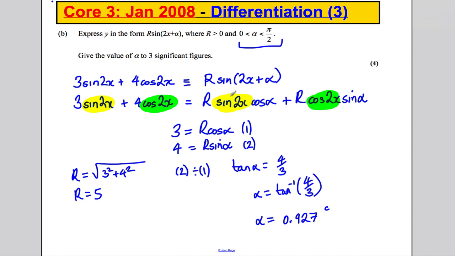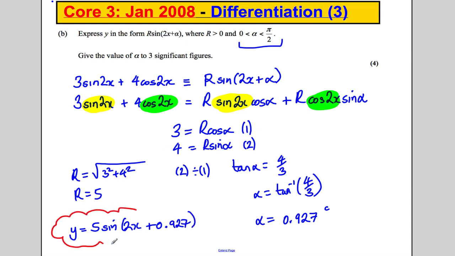So what you can deduce then is, written in this form, you must finish off to express it in that form. y is equal to 5 sine of (2x plus 0.927). And that is your final answer that you should state at the very end. There you go.